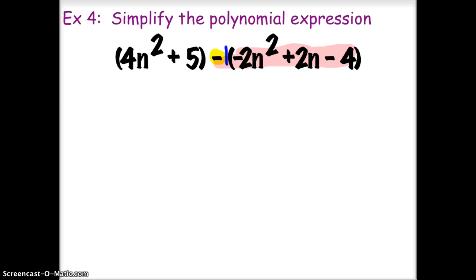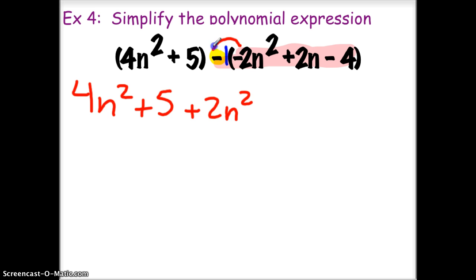So that means this is going to turn into 4n squared plus 5. Those signs don't change because they're in front of the negative. Then I'm going to have plus 2n squared minus 2n plus 4.